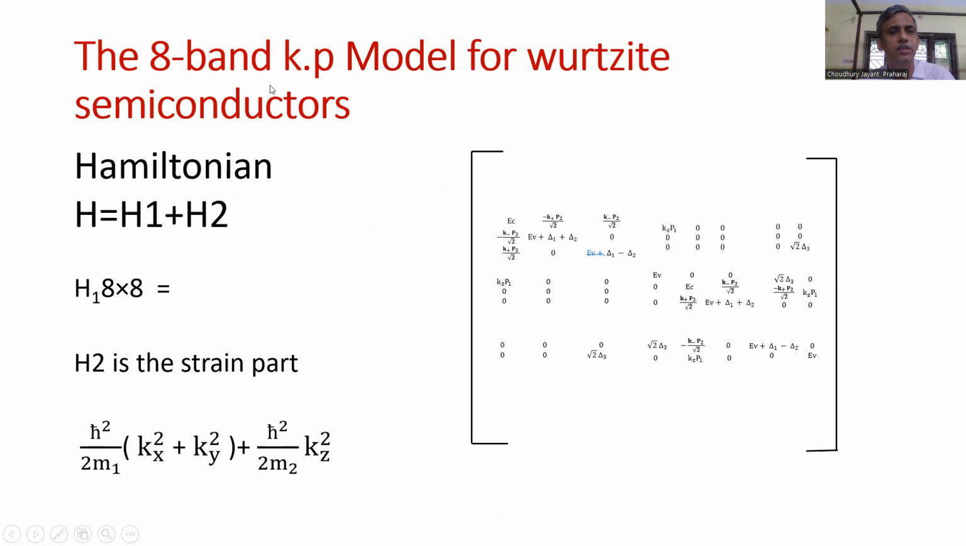For the wurtzite semiconductors, you see this 8-band K dot P model. There's an 8x8 H1 part, and then there is a strain part, which can be added to this. And you again have the definitions of these various matrix elements, which have this kx, ky, and kz, and that's what gives rise to these band dispersions. So then you diagonalize this and solve, and you get the detailed band dispersions.